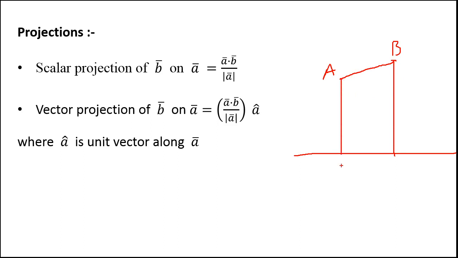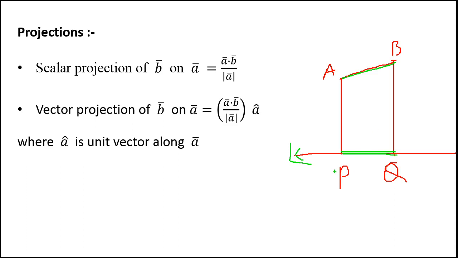point A, and if I name these points as P and Q, then this segment PQ is called projection of segment AB on this line L. If I name this as line L, then this segment PQ is called the projection of AB.